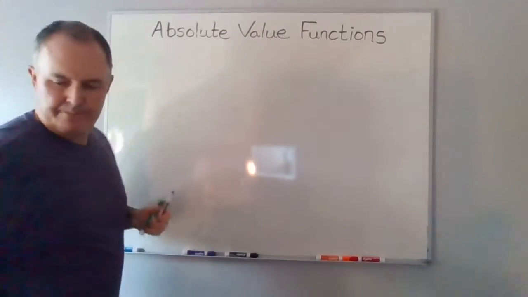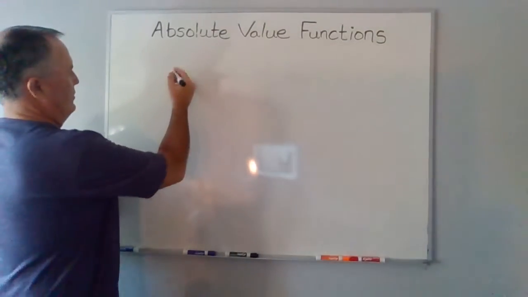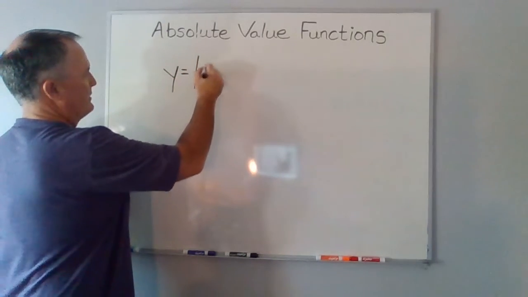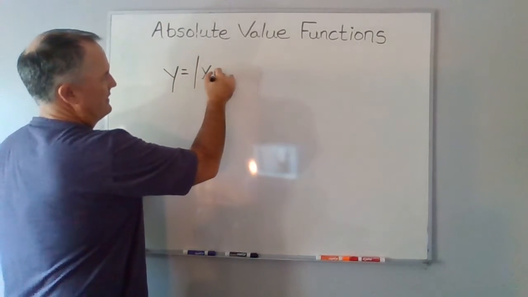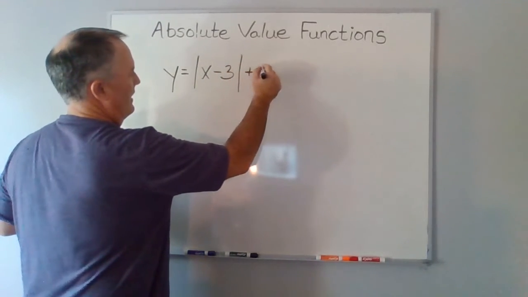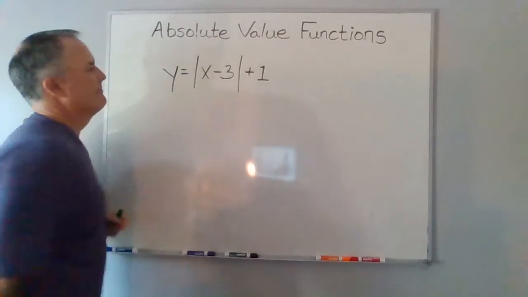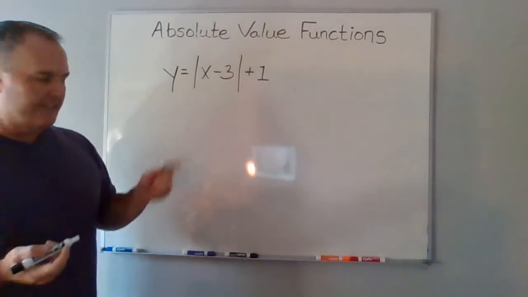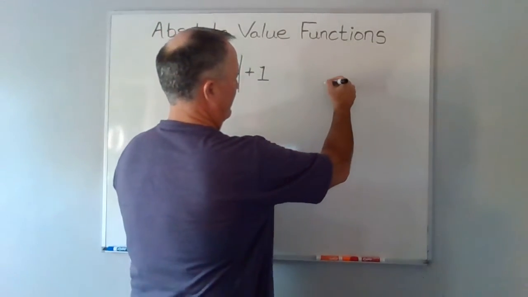Let's do y equals the absolute value of x minus 3 plus 1. All right, so we're going to graph that without doing a t-chart based on what we've learned.